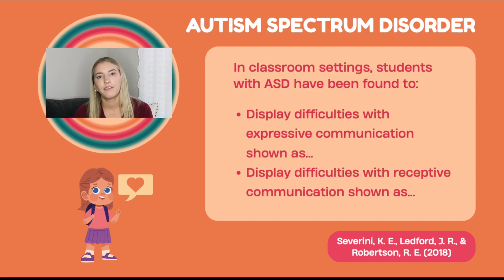The DSM-5 defines autism spectrum disorder as a neurodevelopmental disorder characterized by deficits in social communication and social interaction, and the presence of restrictive and repetitive behaviors. This diagnosis comes with varying levels of need from low to high support needs. A general education classroom is likely to see students with lower support needs. In classroom settings, students with ASD have been found to display difficulties with expressive and receptive language.